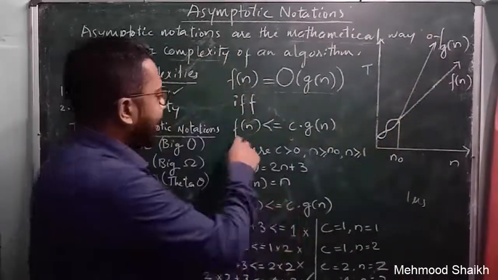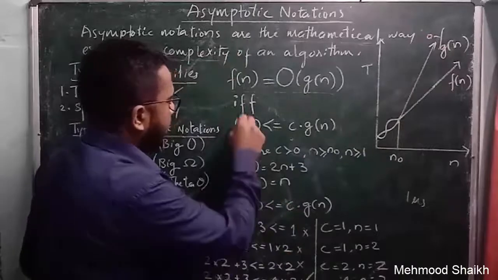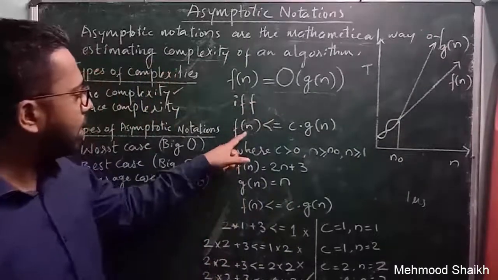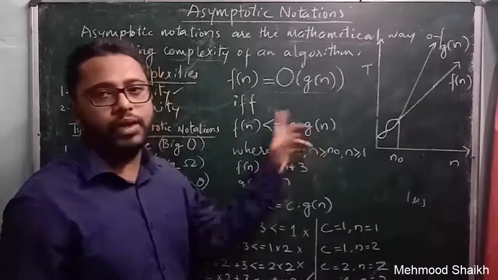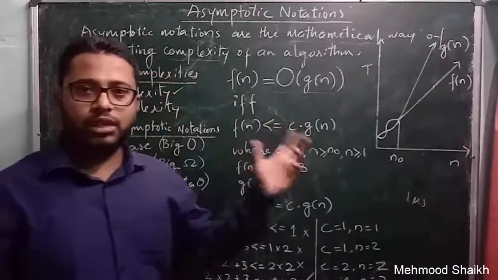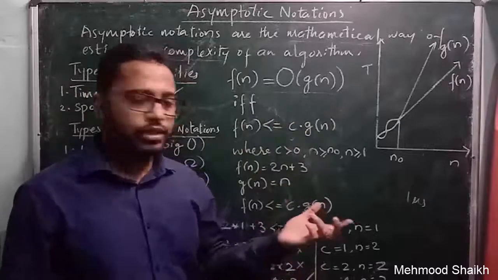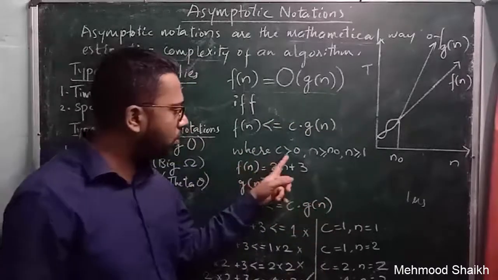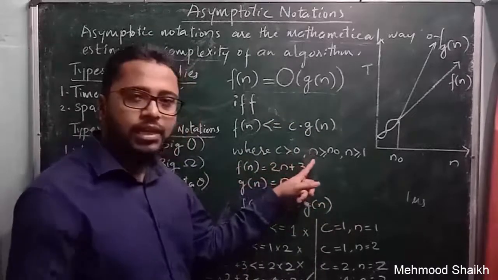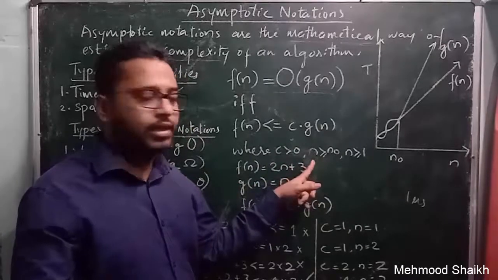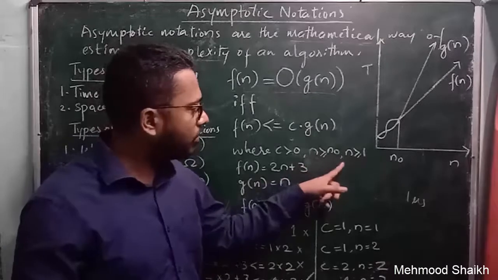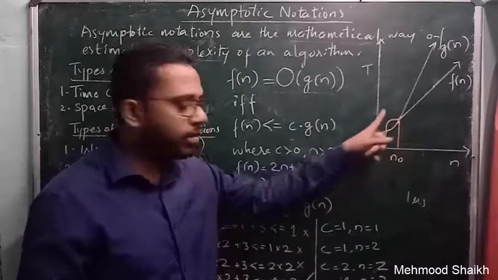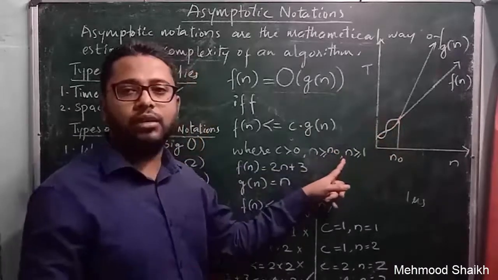That has to follow these conditions: if and only if function f of n is less than or equal to c dot g of n. Now this c is some constant value, and c has to always be greater than 0. And n is the number of steps, and the number of steps has to be greater than or equal to n naught, which is this particular point, and n is greater than or equal to 1.